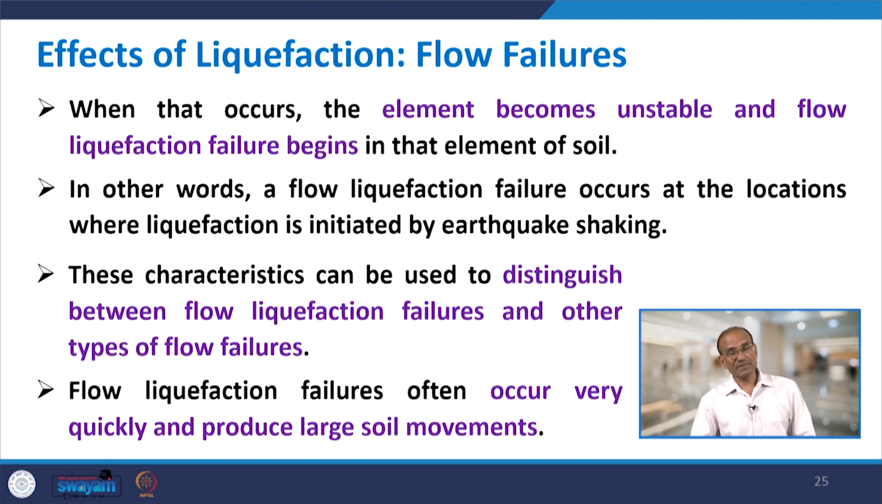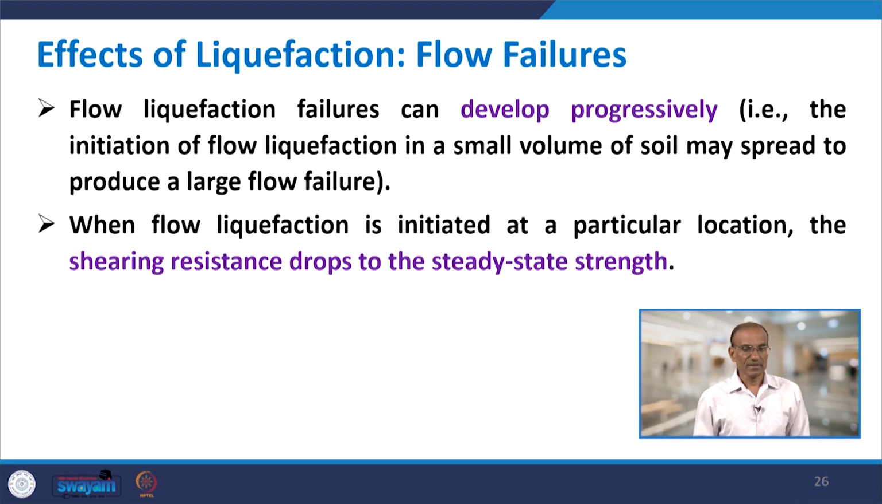When that occurs, the soil becomes unstable and flow liquefaction failure begins in that element of soil. In other words, flow liquefaction failure occurs at the location where liquefaction is initiated by earthquake shaking. These characteristics can be used to distinguish between flow liquefaction failures and other types of flow failures. Flow liquefaction failures often occur very quickly and produce large soil movements. Flow liquefaction failure can develop progressively, that is, the initiation of flow liquefaction in a small volume of soil may spread to produce large flow failures.